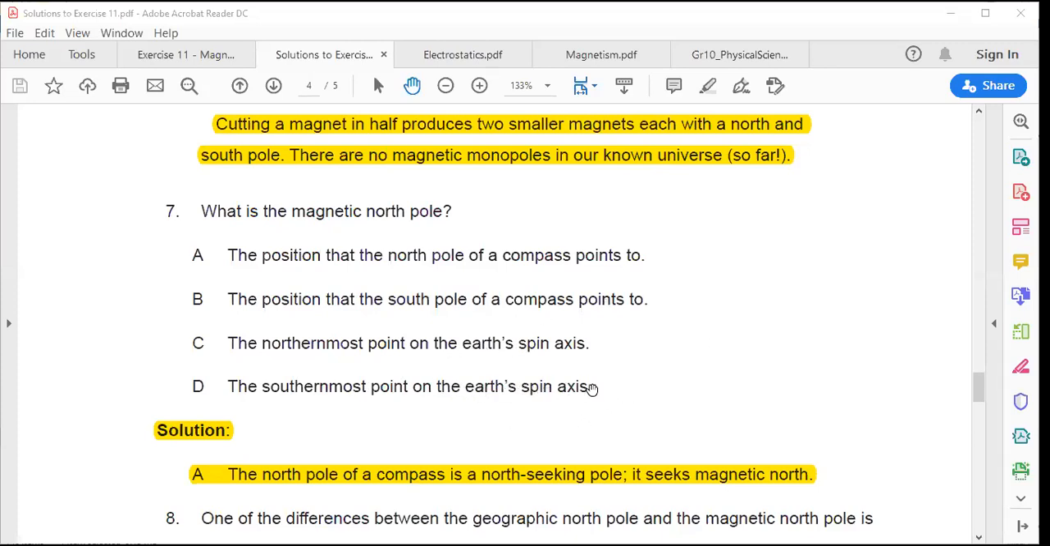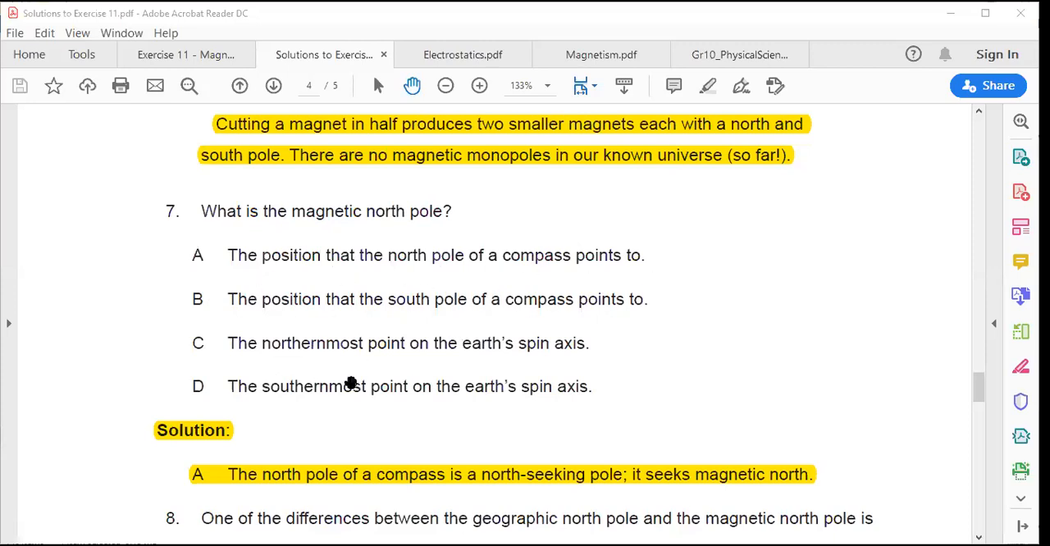Remember, wherever the Earth is spinning to give us day and night, that becomes geographic. So C and D, those two answers are incorrect because they are talking about geographic north, because of the spin of the Earth. So these two are out. So the possible answer is between A and B. So what is the magnetic north pole? The position that the north pole of the compass points to, all right? Then this one becomes South Pole. So between A and B, the correct answer would be A.